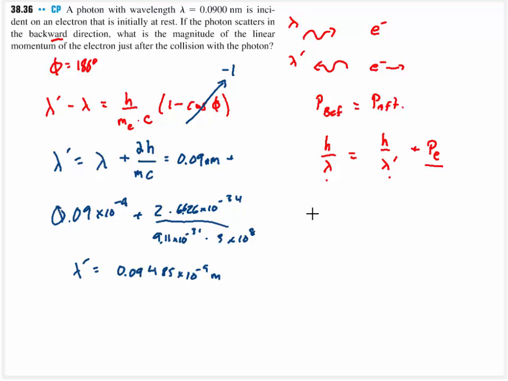And so now what I'm going to do is I'm going to say that the momentum of the electron is going to be h over lambda minus h over this new lambda. And you're going to go ahead and you're going to type all that in. I'm going to spare you from watching that. It's going to be 1.43 times 10 to the -23rd with a unit of kilogram meter per second.